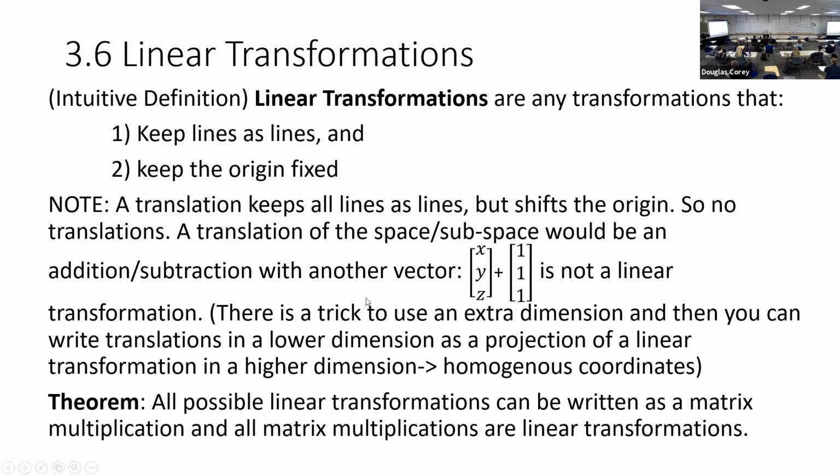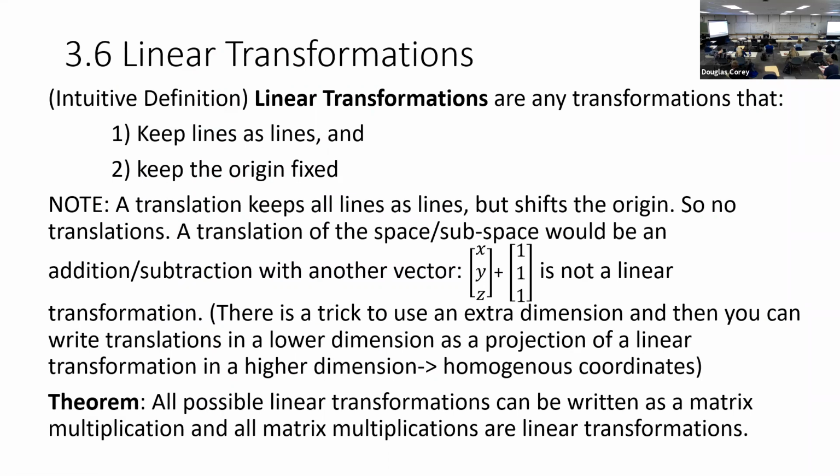So linear transformations, I think I mentioned this yesterday in this class, but they keep lines as lines and they keep the origin fixed. Those are all of the linear transformations. So you can't take a line to a curve. There are transformations that do that. They're just not linear. You can't model them as a matrix multiplication.